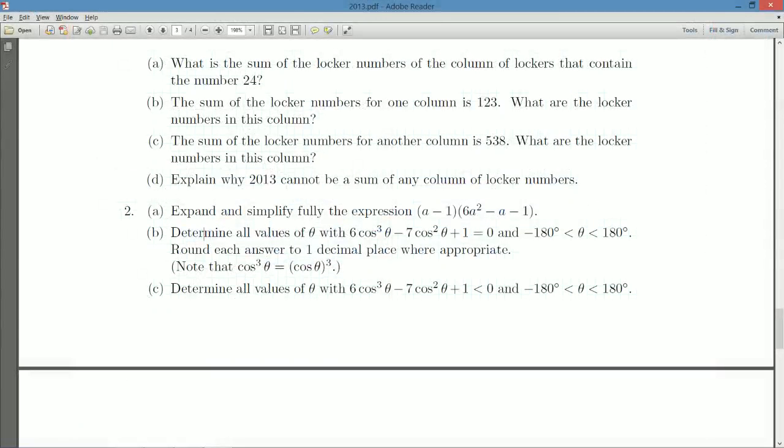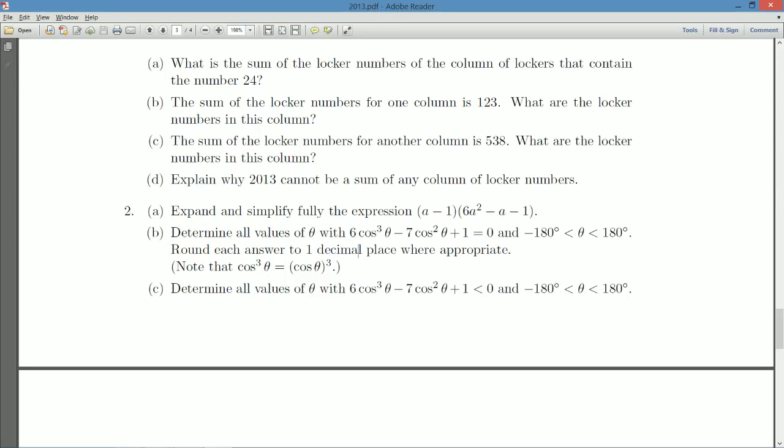Okay. Determine all values of theta with 6 cos cubed theta, so that's cos theta cubed, as they mentioned down here, minus 7 cos squared theta, so that's cos theta times cos theta, plus 1 equals 0. And we're asking for the bounds that theta is between 180 degrees and negative 180 degrees. Round each answer to 1 decimal place where appropriate.